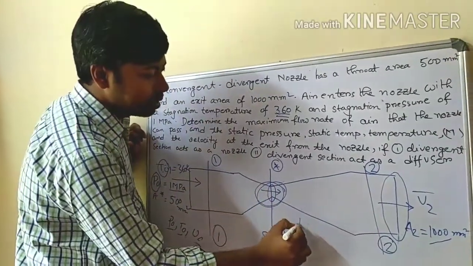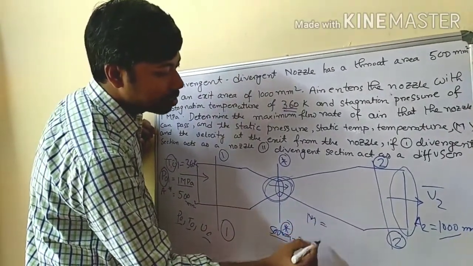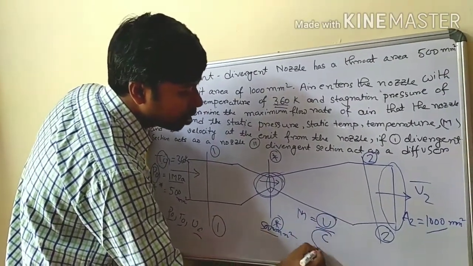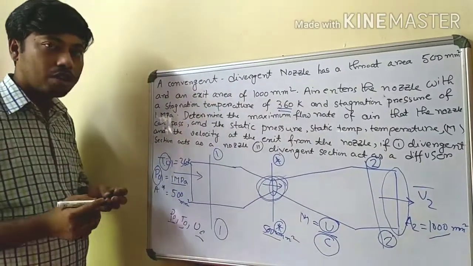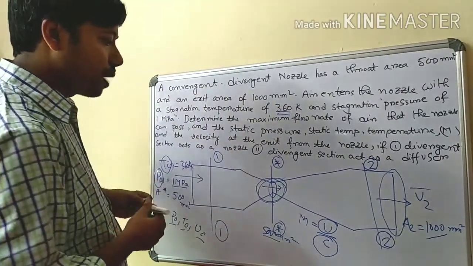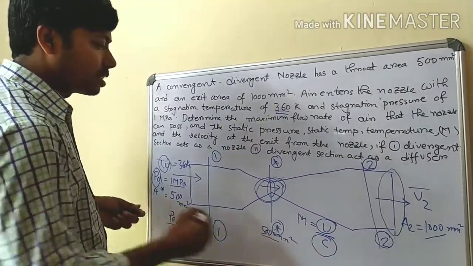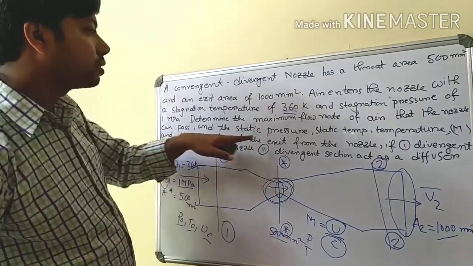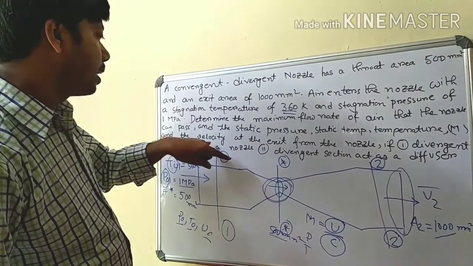Mach number is, as you know, the ratio V by C, the velocity of fluid divided by the sonic velocity, or velocity of sound. So this is the ratio, the Mach number. You have to calculate the Mach number, static pressure, static temperature, as well as the velocity.